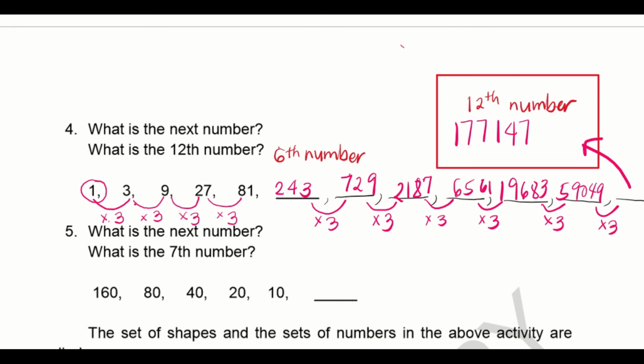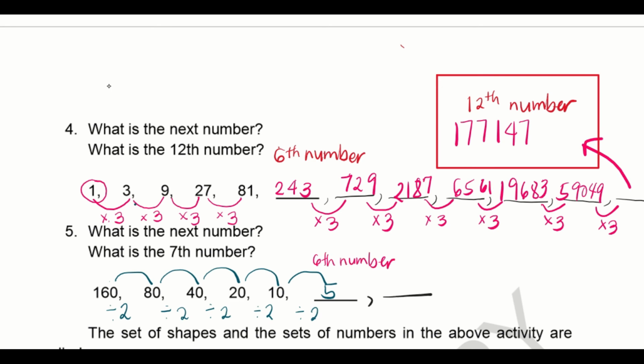For number 5, what is the next number in the series 160, 80, 40, 20, and 10? Notice that we can arrive at 80 from 160 by dividing 160 by 2. 160 divided by 2, we get 80. 80 divided by 2, we get 40. 40 divided by 2, we get 20. 20 divided by 2, we get 10. So our next number can be obtained from dividing 10 by 2. We get 5. 5 is our sixth number. The follow-up question, we are to determine our seventh number, which is 5 divided by 2, or 2 and 1/2, or 2.5.